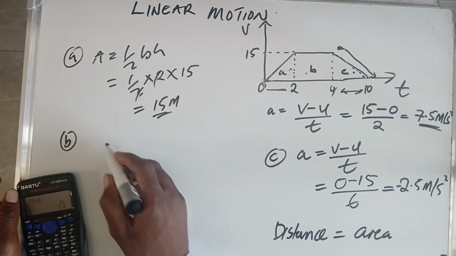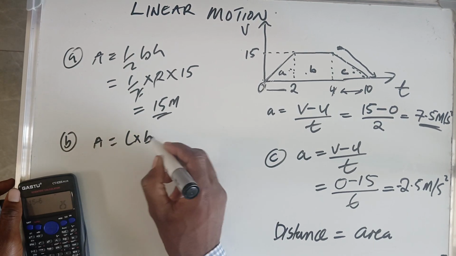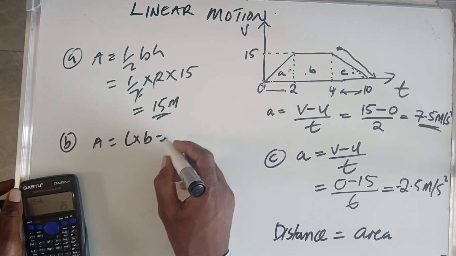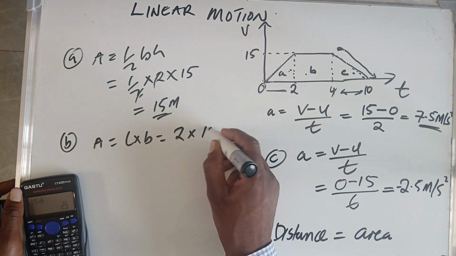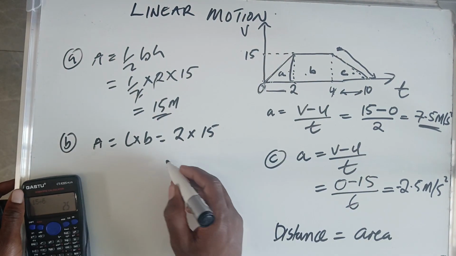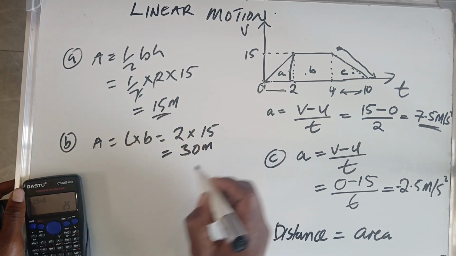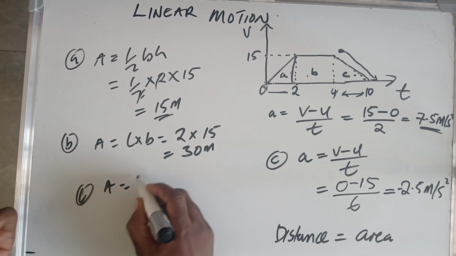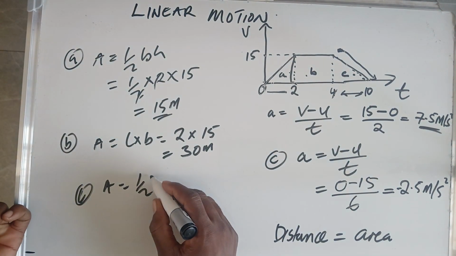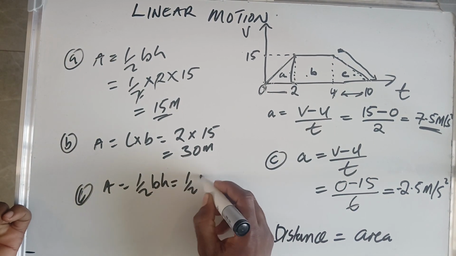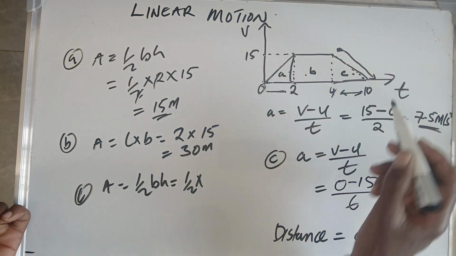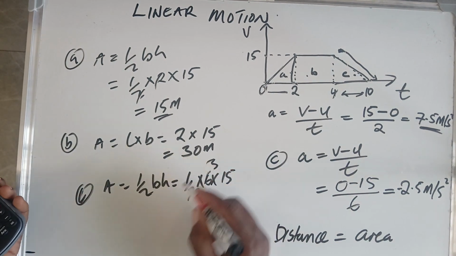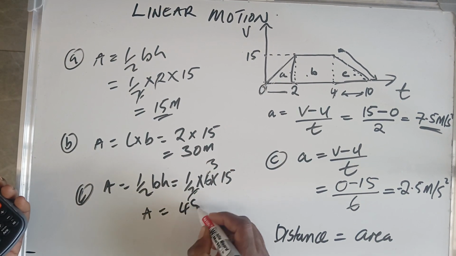Then for B, it is a rectangle, so area is equal to l times b, which is, we have got the distance from here to there, which is 2 times 15, which is height. Then the answer becomes 30 meters. Then for C, okay, area is again a triangle. So half b h, which is half multiplied by distance from here to here, it's 6 times 15. Okay, so that is 3. So area is equal to 45.